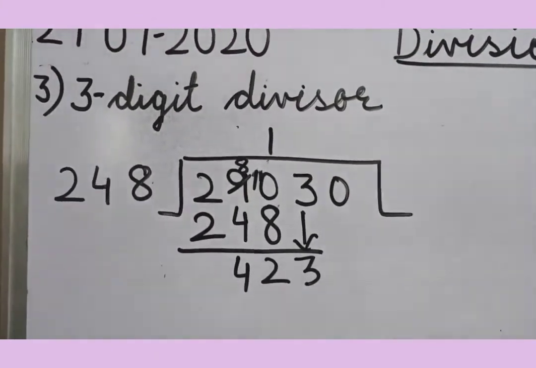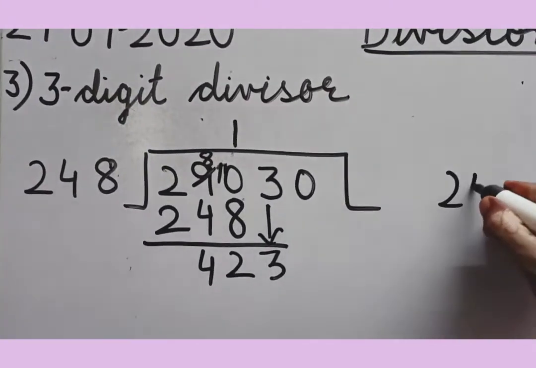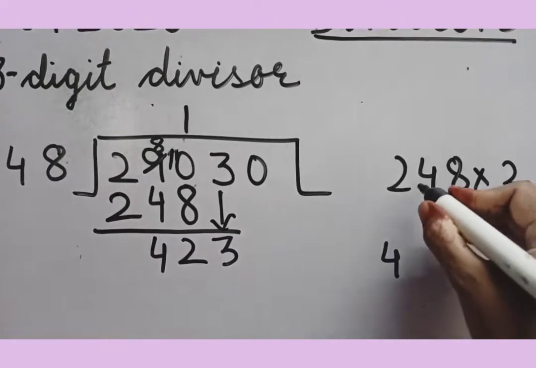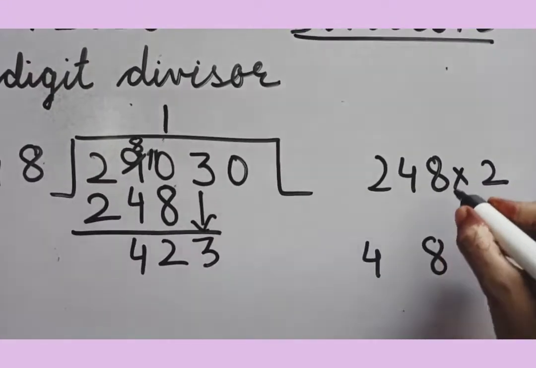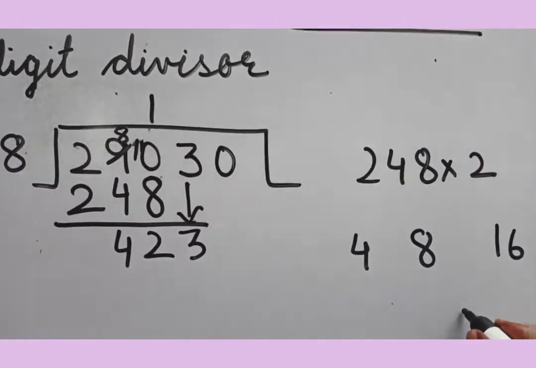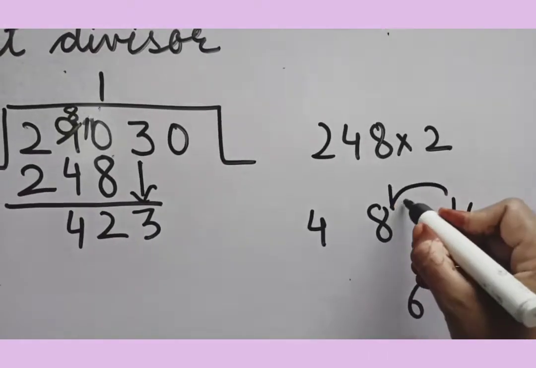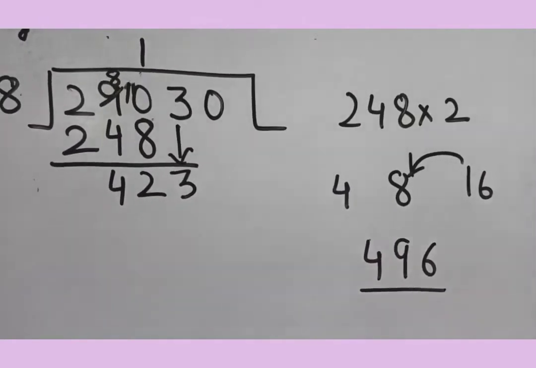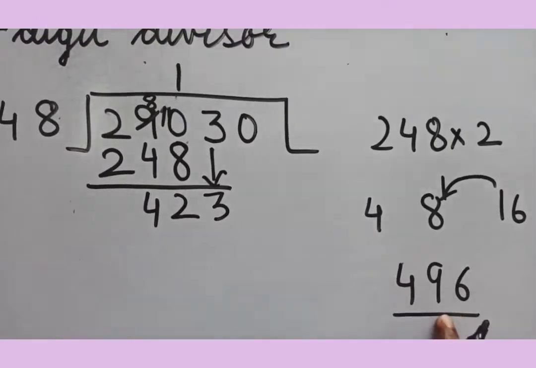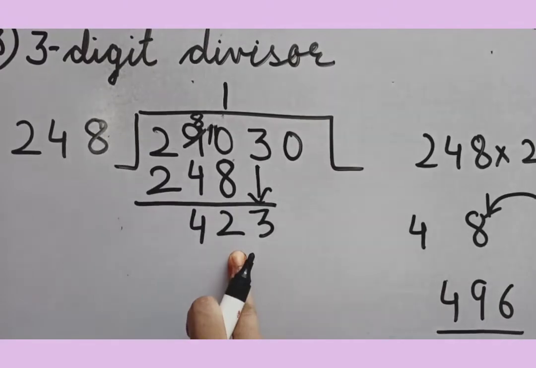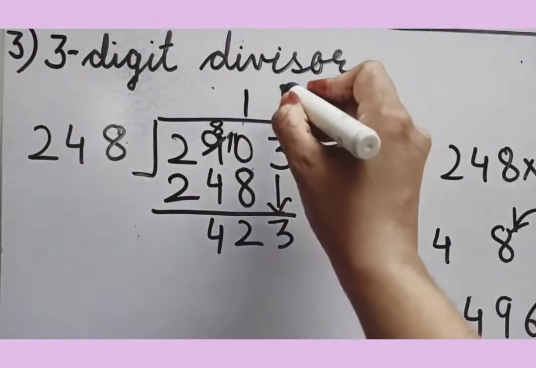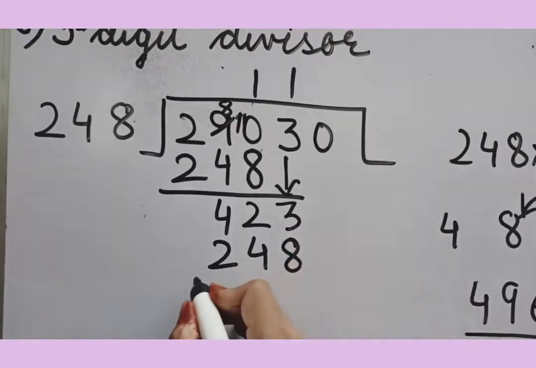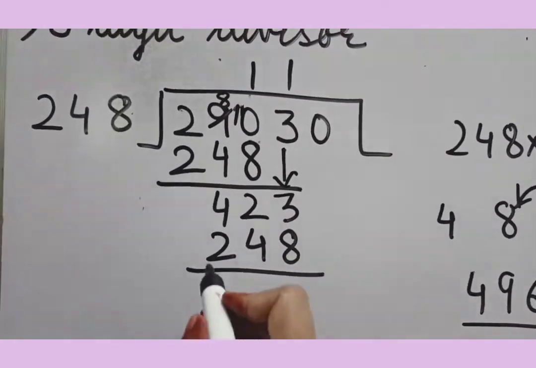Now let's check whether, when I multiply 248 by 2, I'll get an answer. 2 fours is 8, 2 fours is 8, and this is 16. So my final answer is 6, with 1 taken here is 9 and 4. Isn't it? This is the method I have already shared with you. So it is 496, which is greater than 423. So again I will be taking ones. 2, 4, 8. Let's do a correct subtraction.